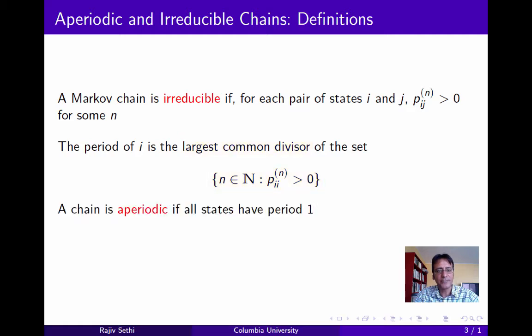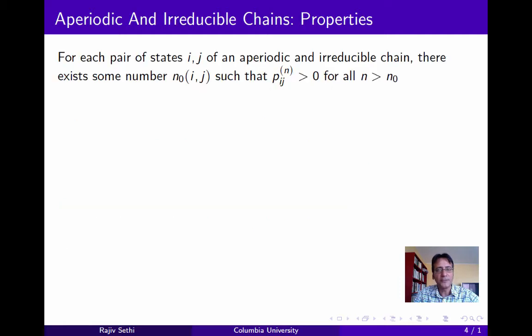And we said that a chain is aperiodic if all states have period 1, and we also showed that all states have the same period, so if any state has period 1, then the chain is aperiodic. Now we'll establish an important property of chains that are both aperiodic and irreducible. If you have such a chain, for every pair of states i and j, there exists some number n0 that depends possibly on i and j, such that the transition probability from i to j in n steps is positive for all numbers n larger than n0.